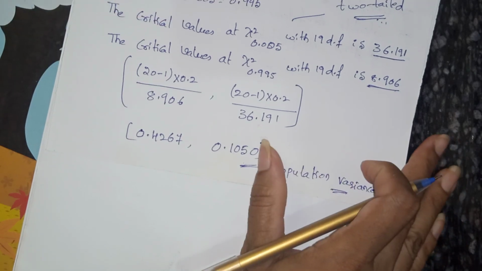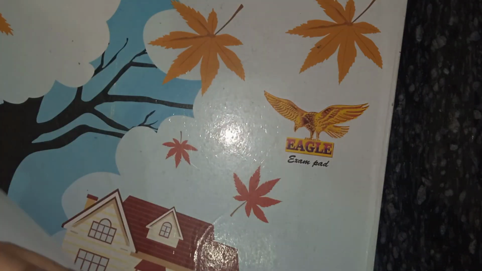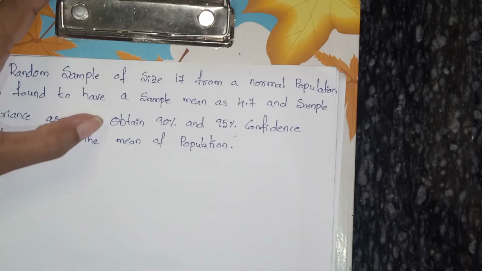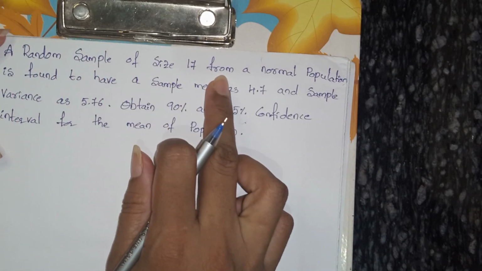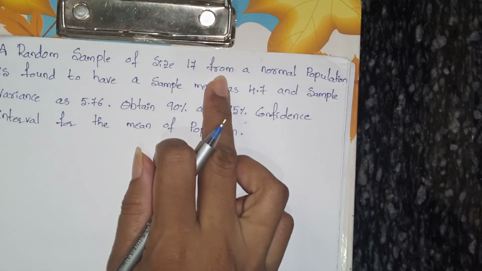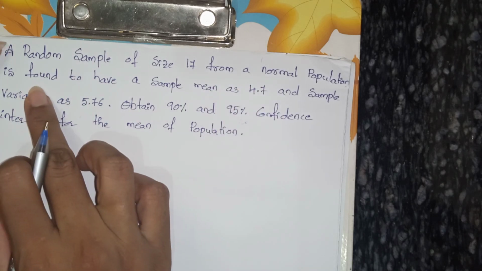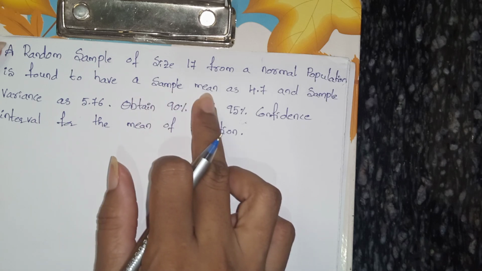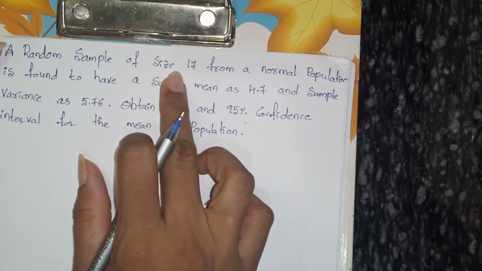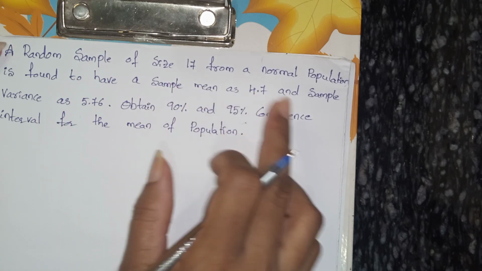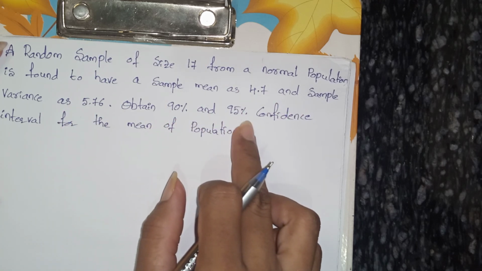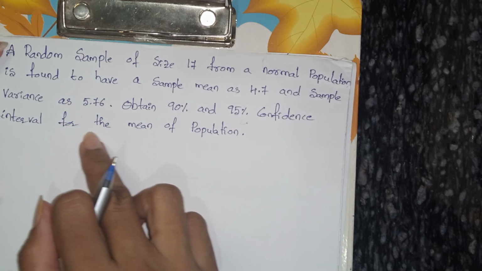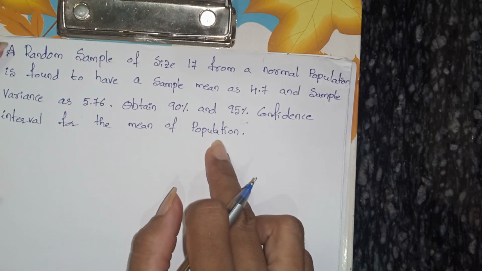Okay, and next one more problem we'll see, on confidence interval itself. A random sample of size 17 from a normal population is found to have a sample mean. So they gave sample size, sample mean, and sample variance also. Obtain 90% and 95% confidence interval for the mean of the population.